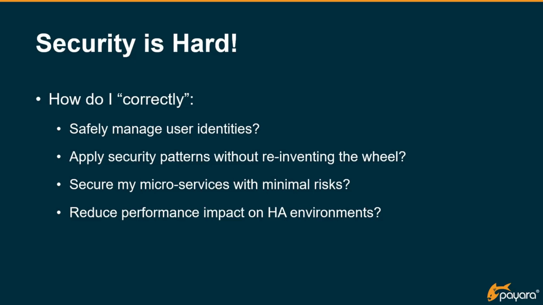So you have to secure your microservices with minimal risks, because at the end of the day, your responsibility is to do this without affecting the performance of your application. Specifically, if your application runs in a highly available environment, like a Kubernetes deployment, how do I do this responsibly and efficiently without affecting the response time and whatever SLAs you are promising your customers?